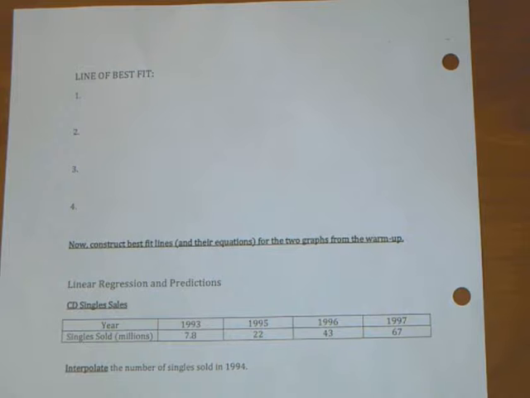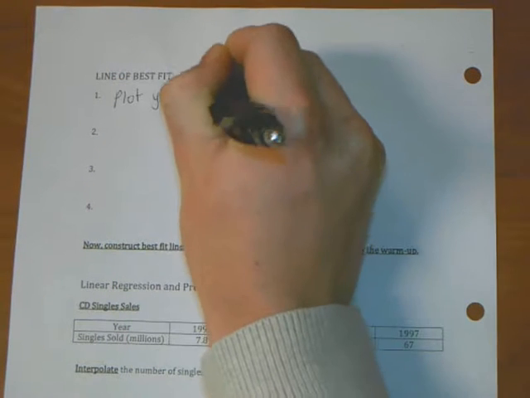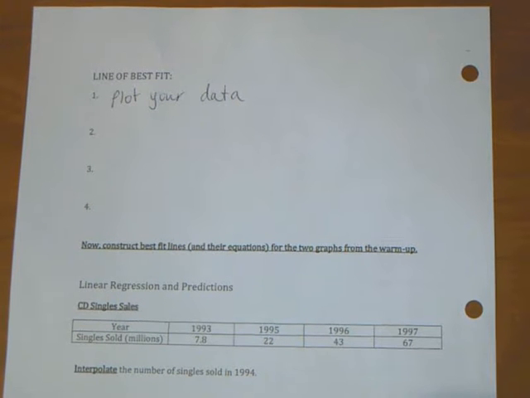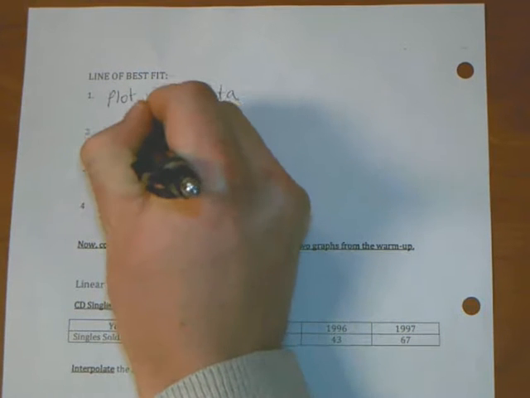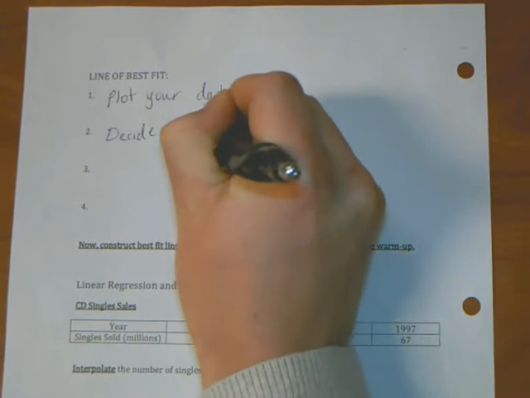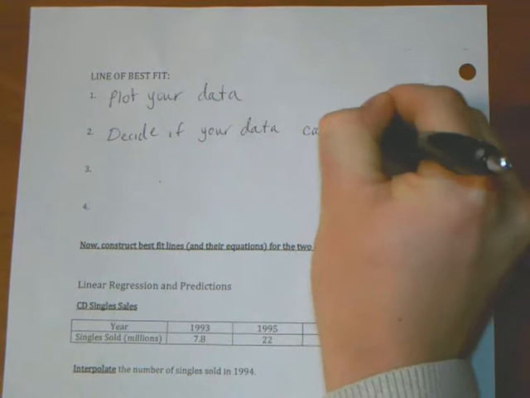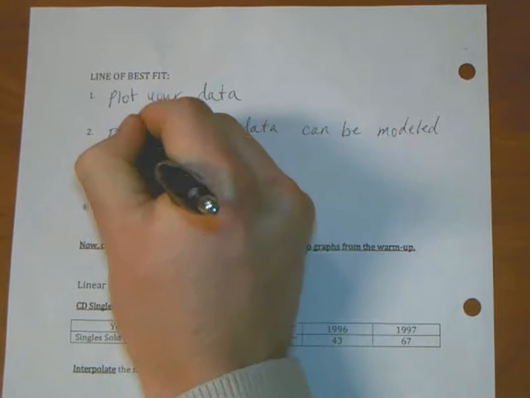There are 4 steps to drawing a line of fit. First step you already did: plot your data. Second step, you've got to decide if your data can be modeled with a line.